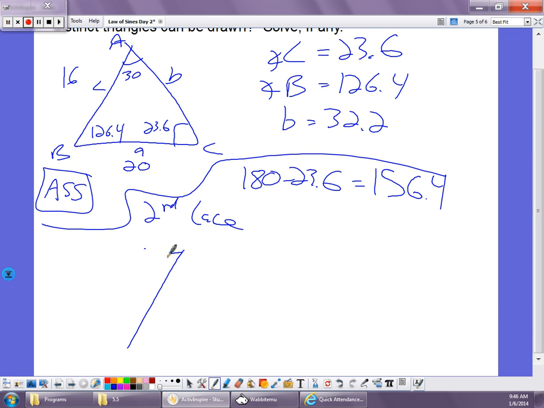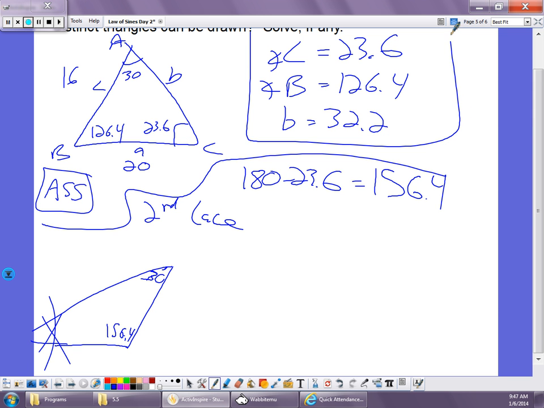So you have this. So this is 30 degrees. This is 156.4. So what I need to solve for is my third angle. This is 30 degrees, right? So I add them up. I get 186.4. Is that possible? No, so this can't be, because it would have to be -6. So what that tells you is there's only one triangle, and these are the answers. Okay? Go ahead.